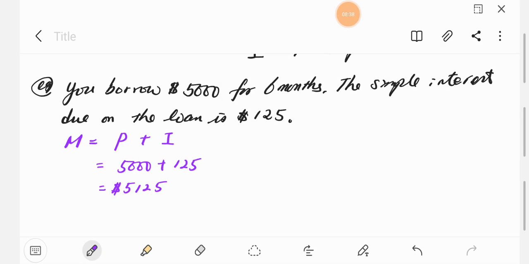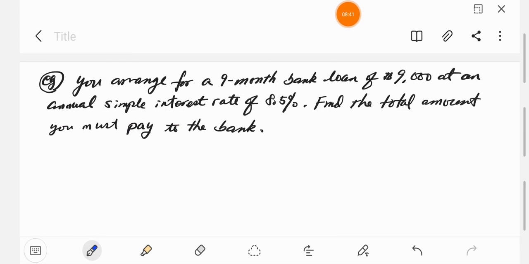Let's try another example. You arrange for a 9-month bank loan. So you borrowed $9,000 from a bank at an annual simple interest rate. So this is the annual rate, R, which is equal to 0.085. And 9,000 is the principal. And find the total amount you have to pay to the bank.